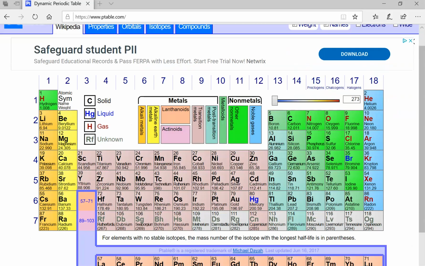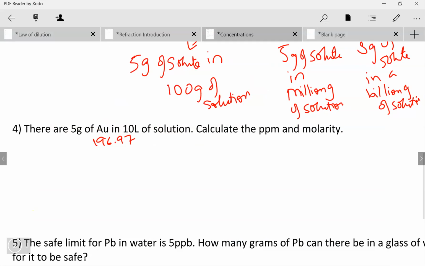196.97, was it? The molar mass of gold? 97, there we go. Okay, I know that by looking at my periodic table. Okay, 5 grams in 10 liters of solution. Calculate parts per million. So parts per million will have to be 5 grams.